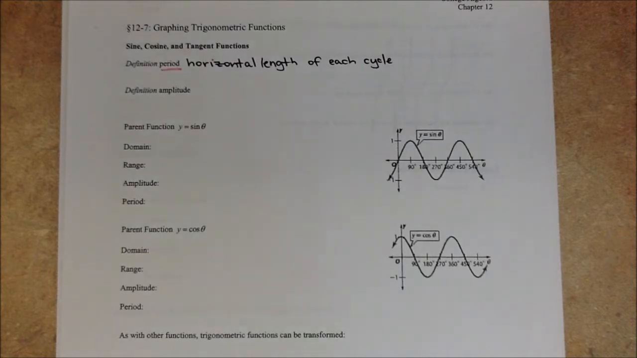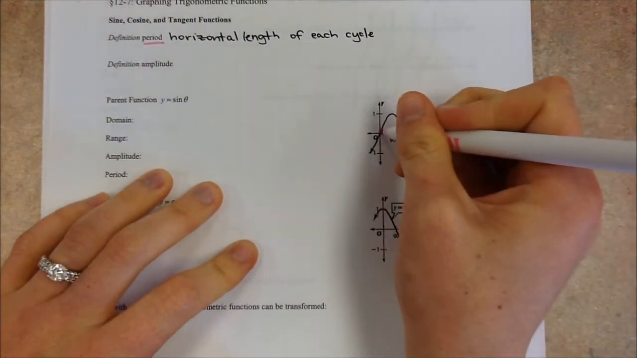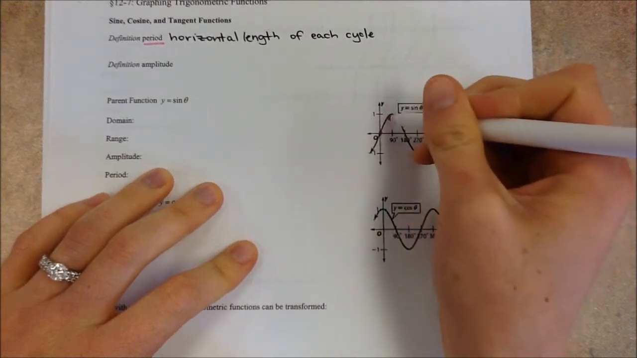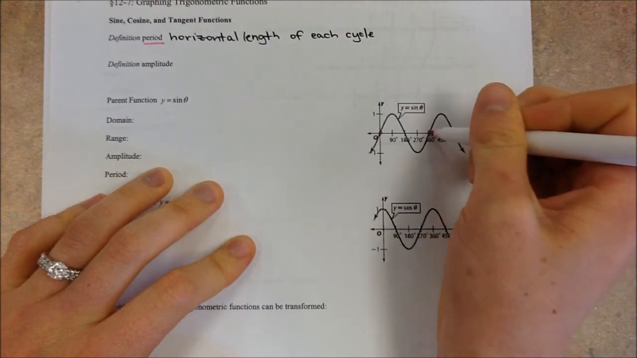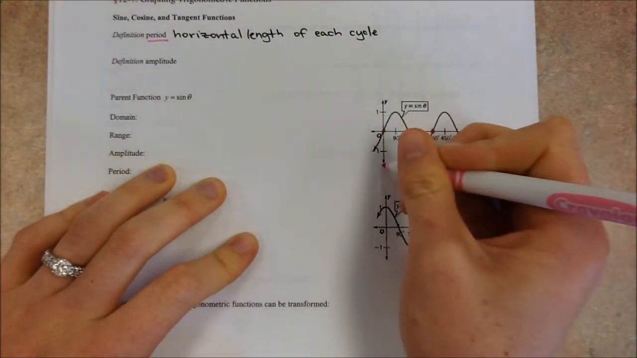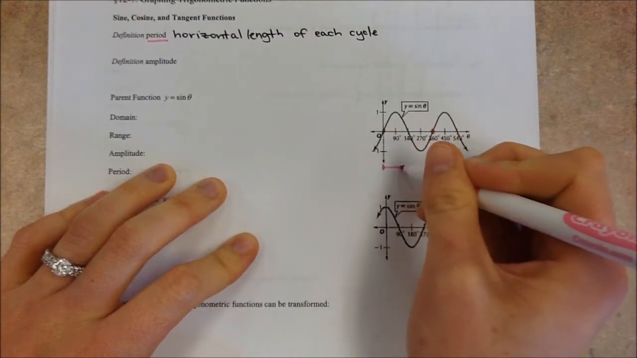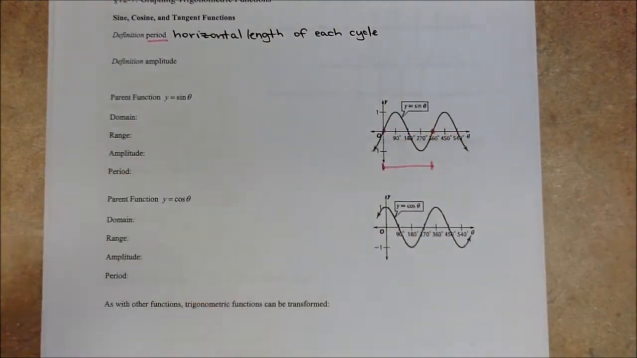So a cycle, like this one for instance, let's say we start it right here. So it starts here, and then it goes up, it comes back down, goes down a little farther, comes back up, and then it's at this point right here where it starts to repeat itself. So from this point to this point, that's one full cycle. That is the horizontal length of each cycle. And so with this one, it happens to be 360, which we will write down in just a moment.